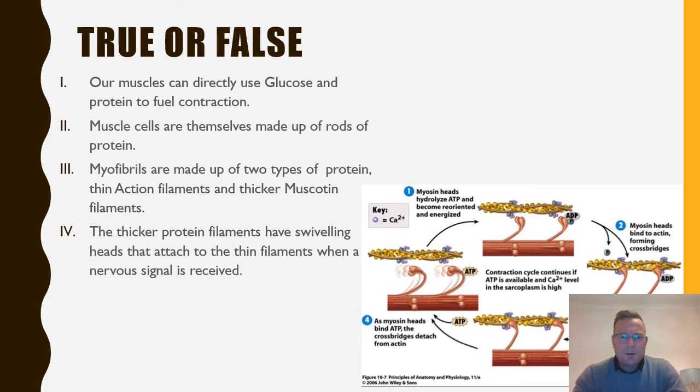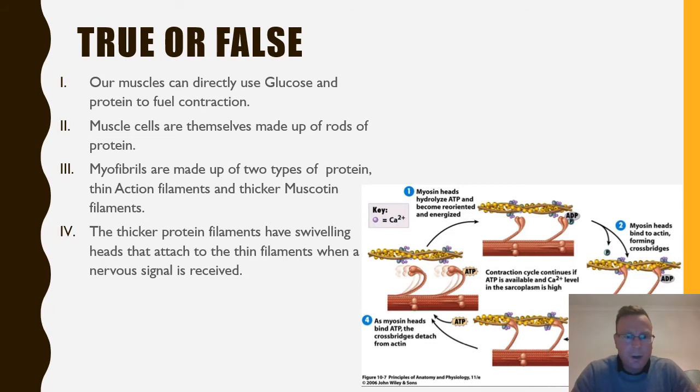So I've got a couple of true and false questions here I want you to have a crack at. So I'm going to get you to just pause the presentation if you may, and just have a look at these 4 questions and determine if you think they're true or false. So hopefully you've had a good look.